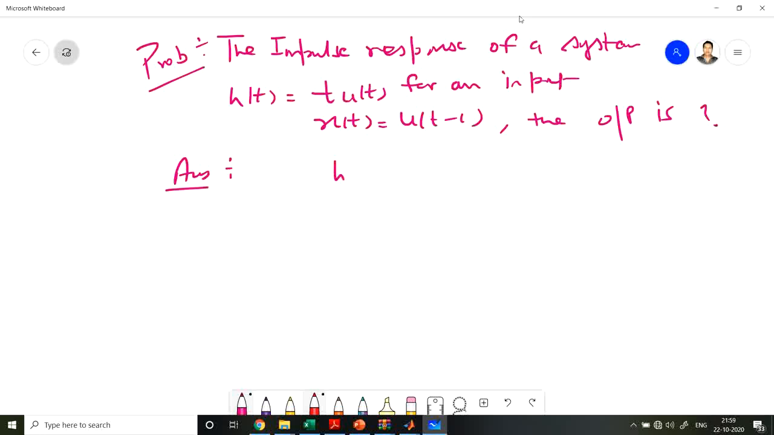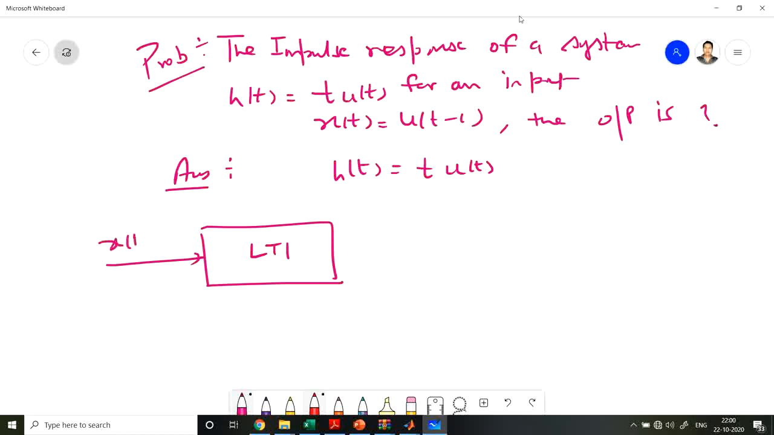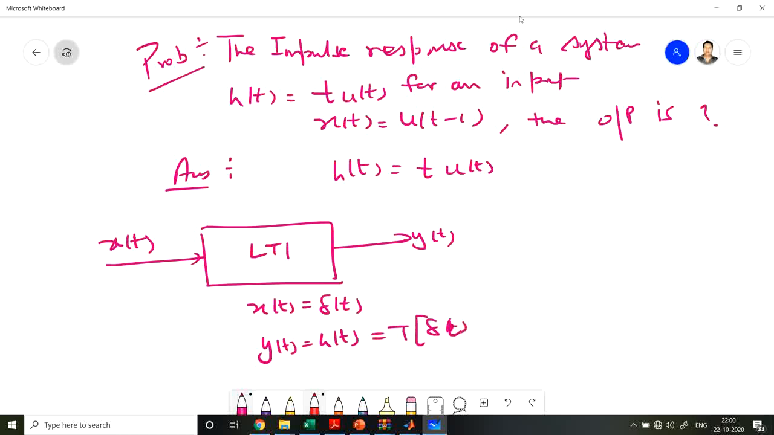So let us discuss this problem. h(t) is the impulse response. Just recalling, this is your LTI system, where the input is x(t) and the output is y(t). When your input is delta(t), the response is called the impulse response. h(t) is given and x(t) is also given, that is u(t minus 1).